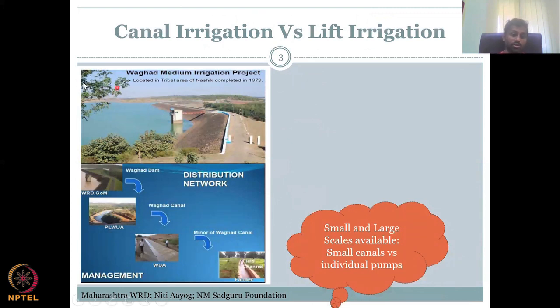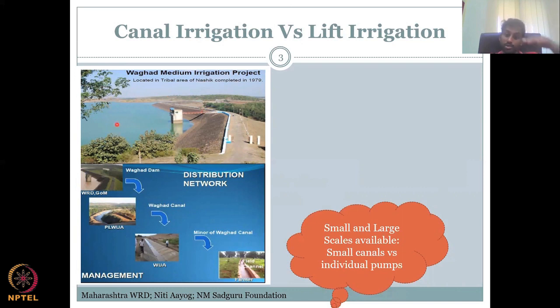In your canal, you have water stored on a larger water spread area. And from there, multiple schemes are there to bring the water to the end farmer, all through gravity. There is no pumps. It's only a gate, and you open the gate or a small partition, and then water flows. Okay, so look at this.